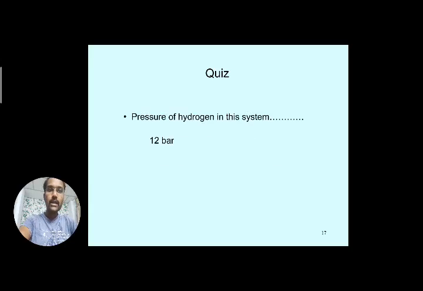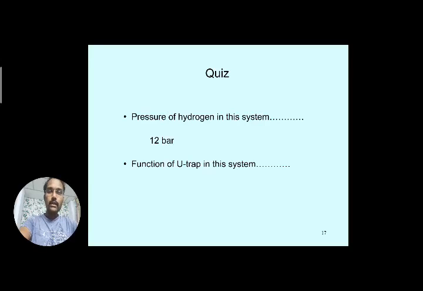Next, the pressure of hydrogen in the system. The charged pressure in the system is 14 bar, and the hydrogen present in the evaporator has a pressure of about 12 bar. Right, this is the answer.